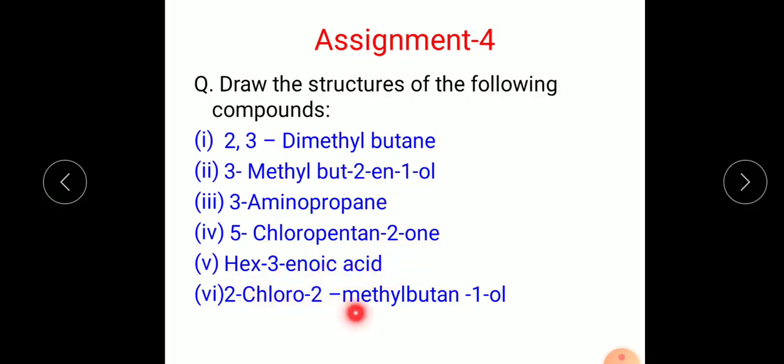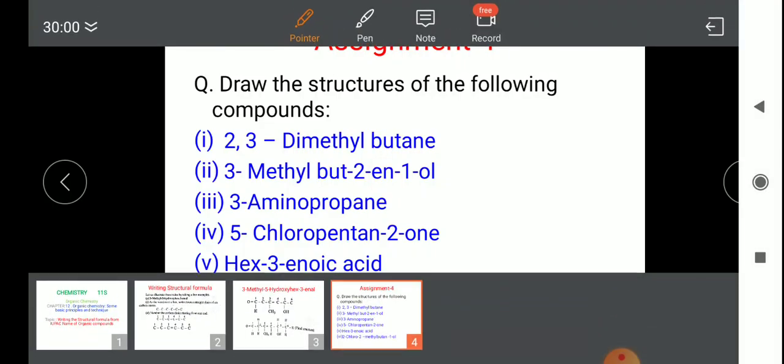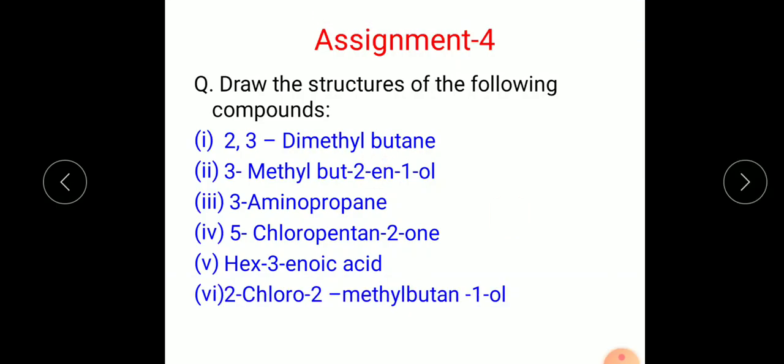6, 2-chloro-2-methylbutan-1-al. Okay, in a similar way to how we have seen the writing of the structural formula, write the structural formula and send it in my mail.